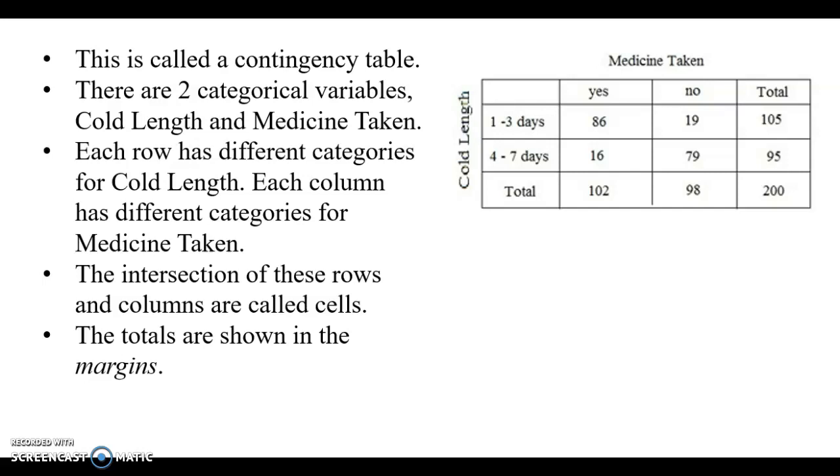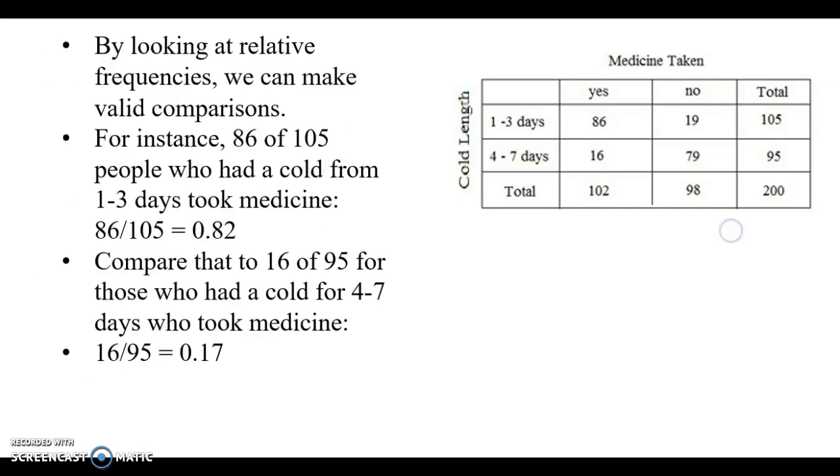Where you have one of these columns like yes and a row such as 1 to 3 days intersect, that's called a cell. Along the top, on the right-hand side, along the right-hand side and along the bottom are totals, and these are said to be done in the margins. So you'll hear that word, and that's what it means.